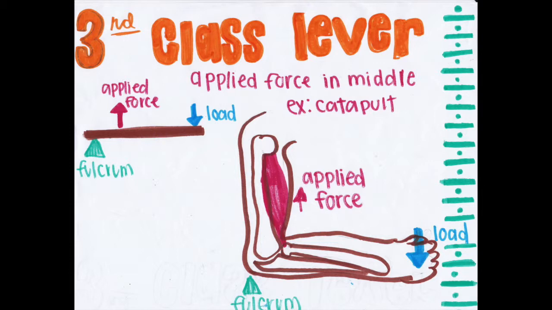A third-class lever is when the applied force is positioned between the load and the fulcrum. This is the most common form of lever found in the body. An example of this is the flexion of the arm. The fulcrum is the joint of the elbow, which stays in one position throughout the movement. The load is the weight of the lower arm and anything held in the hand. The applied force is the bicep muscle, which pulls up the arm when flexed.